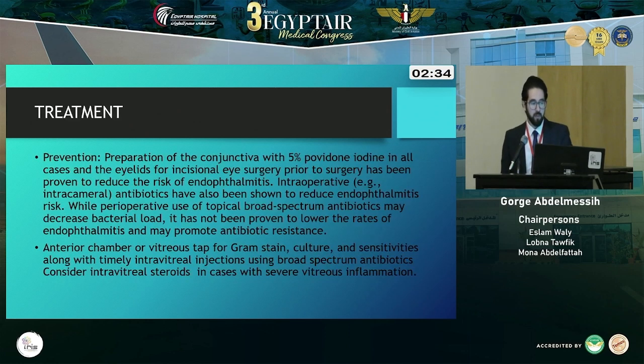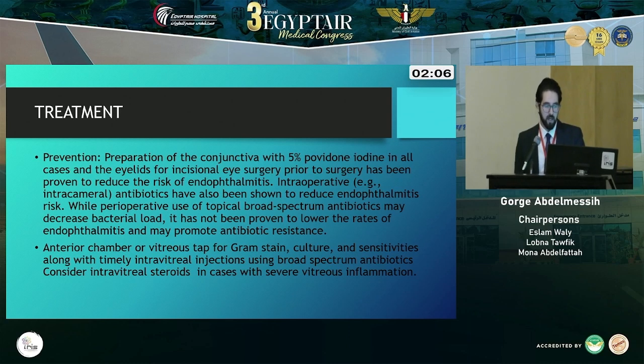Prevention. Primary prevention is preparation of the conjunctiva with 5% betadine in all cases, and of the eyelid for incisional eye surgery, prior to surgery, which has been proven to reduce the risk of endophthalmitis. Intraoperative intracameral antibiotics have also been shown to reduce endophthalmitis risk, while preoperative use of topical broad-spectrum antibiotic may decrease bacterial load. It hasn't been proven to lower the rate of endophthalmitis and may promote antibiotic resistance.